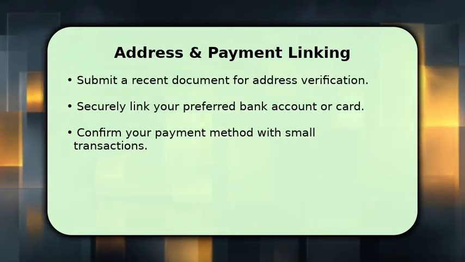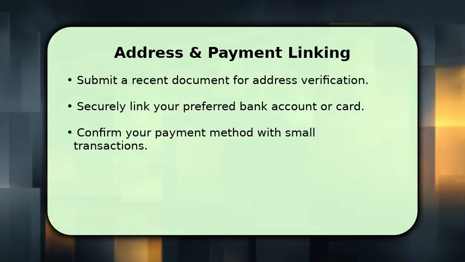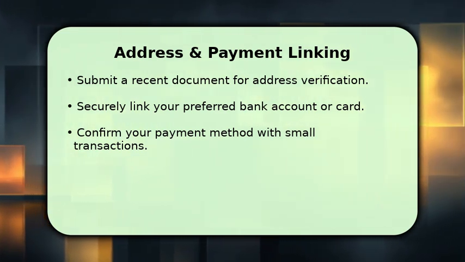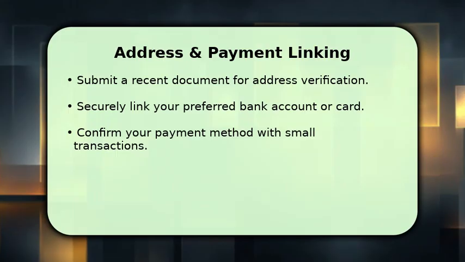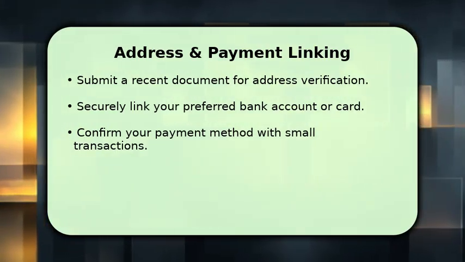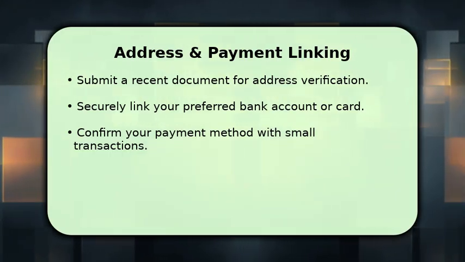After identity, you'll verify your address. Upload a recent document, such as a utility bill or bank statement, showing your current residence. Following this, securely link your chosen payment method, whether it's a bank account or a debit card. Coinbase will often send 1 or 2 small deposits to confirm ownership, which you'll then verify within the app. This step is vital for funding your wallet.